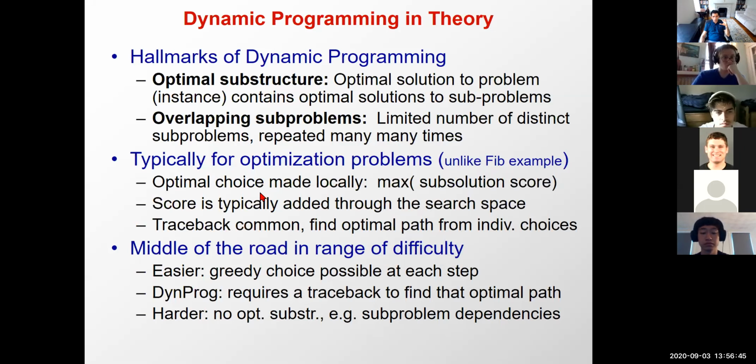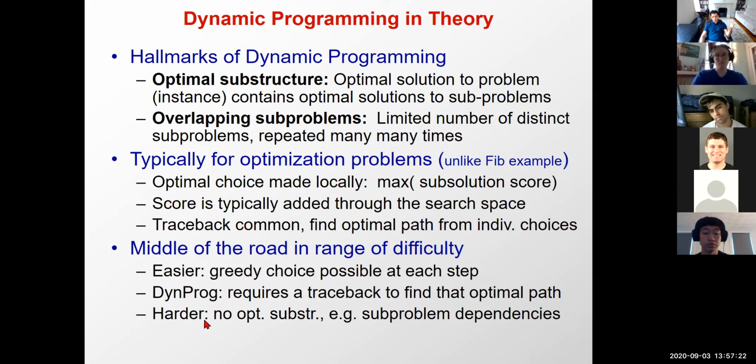The optimal choice will be made locally by taking a max in these optimization problems. And then the score will be added through the search space. And then at the end, we will have typically a traceback to find an optimal path from the individual choices. And in terms of where it is in the range of difficulty, there are easier problems like greedy choice problems, where a greedy choice is always possible at every step. Dynamic programming actually requires a traceback at the end to find the optimal path, whereas greedy doesn't require it. You just get to the optimal path directly.